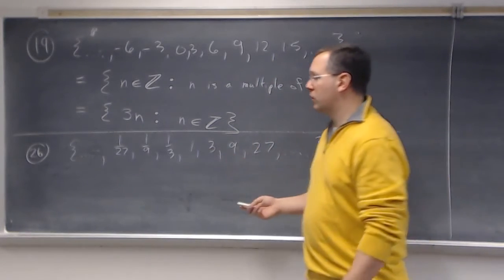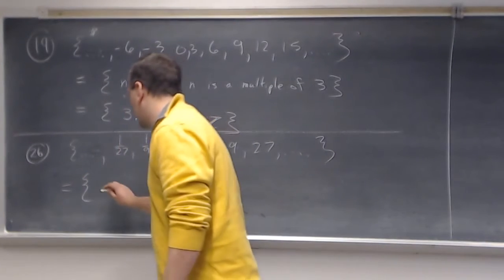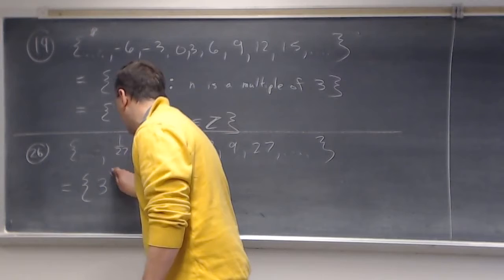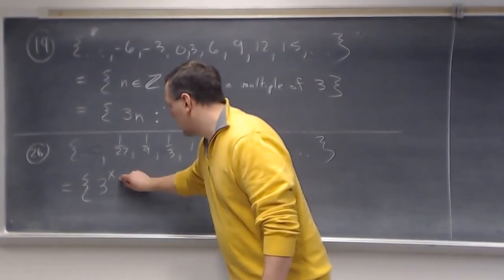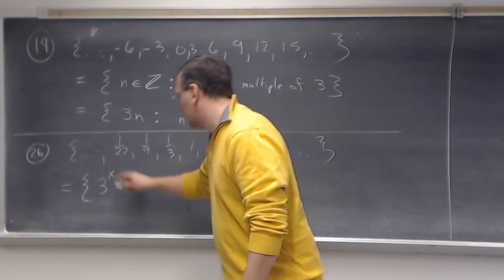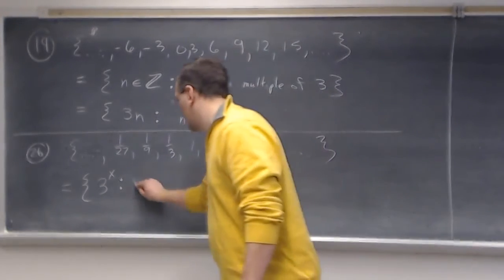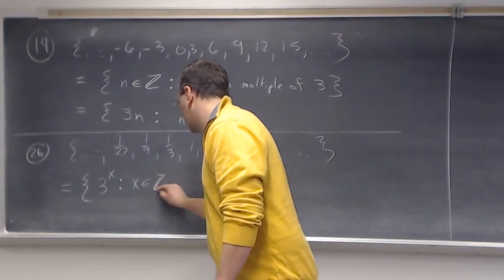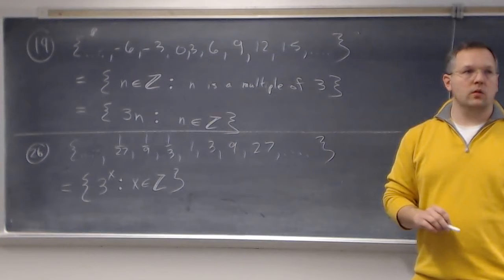So think about your exponent rules. Everything in the set looks like 3 to a power, so 3 to the x, and this is ranging over all possible integer exponents. So x is an integer. Any questions?